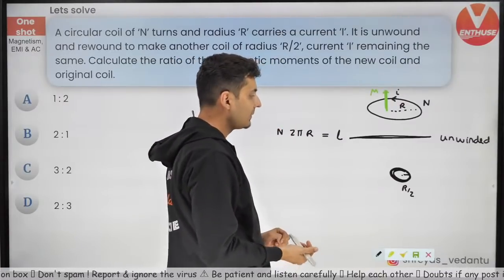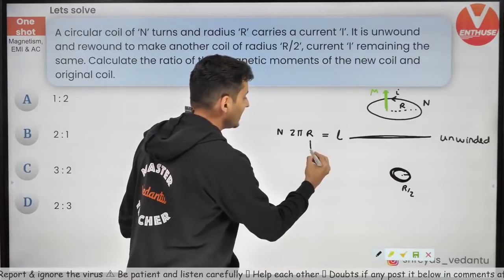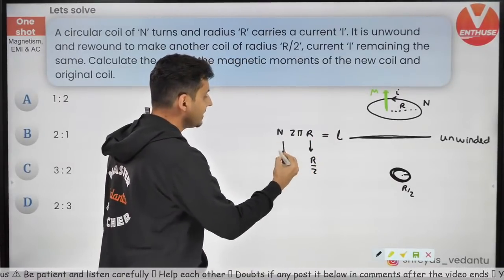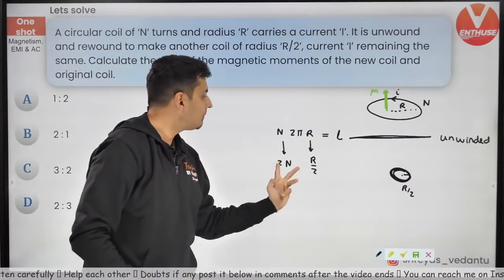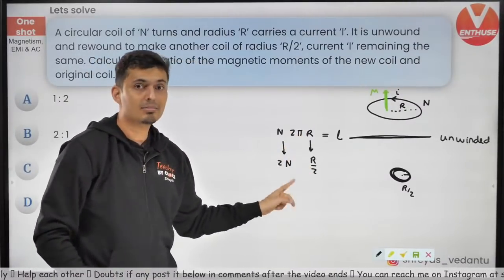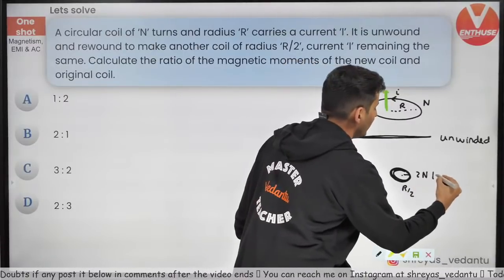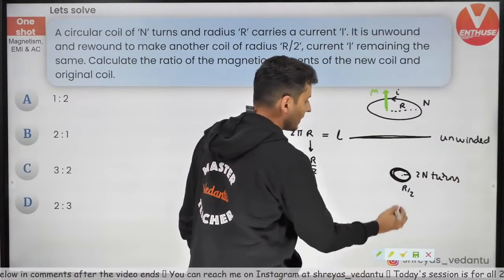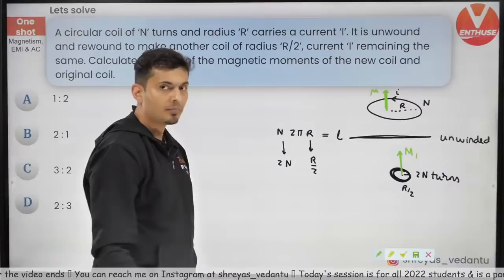Do not forget that. So this time when you make this r by 2, to keep the total length constant, the n should become 2n. Everybody understanding it? To keep the product constant, if the radius becomes half, n should become 2n. So this will have 2n number of turns, and some new magnetic moment m1.